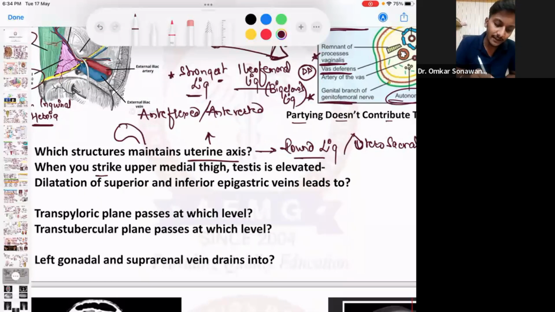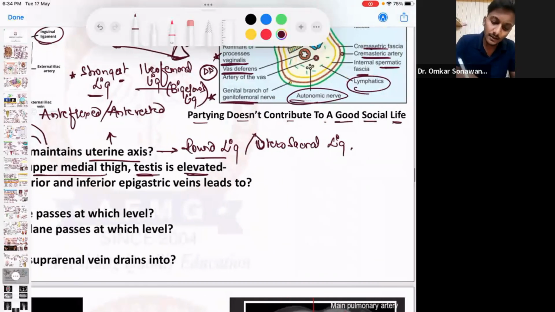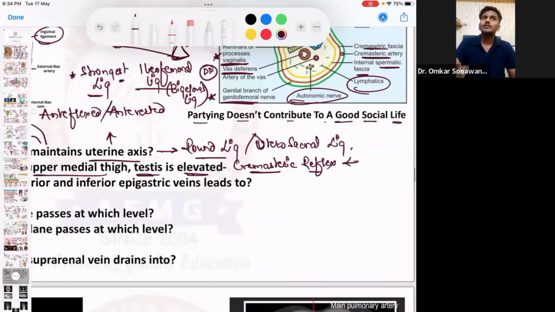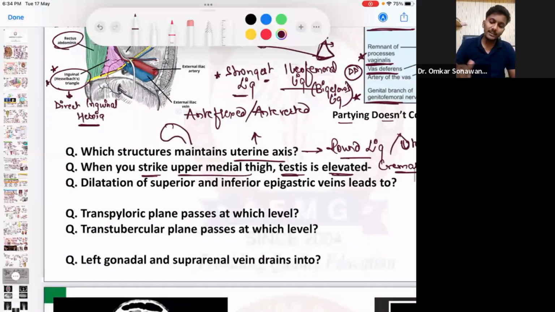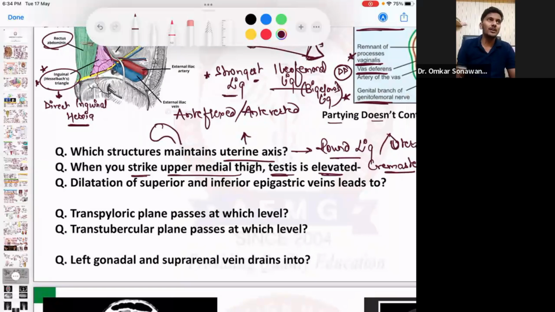Then when you stroke the upper medial thigh, the testis would be elevated or the scrotal sac would be elevated. This is known as the cremasteric reflex, mediated by the cremasteric muscles. Cremasteric muscles are innervated by the genitofemoral nerve. Root value is L1, L2. No problem with this. They once asked the root value of the cremasteric reflex. That was L1, L2.